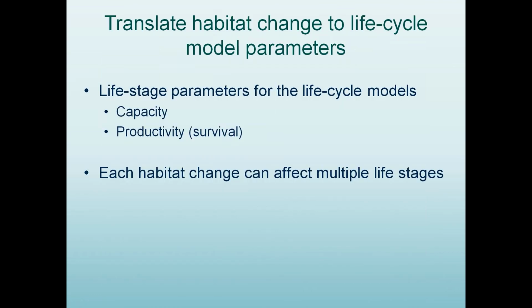So then we want to translate those into habitat conditions. And so the life stage parameters for the life cycle models, we have capacity and productivity that we need for each life stage. And then each habitat change can affect multiple life stages. For example, as I showed in the life cycle diagram, wood can affect either the spawning life stage or the summer rearing stage or the winter rearing stage.